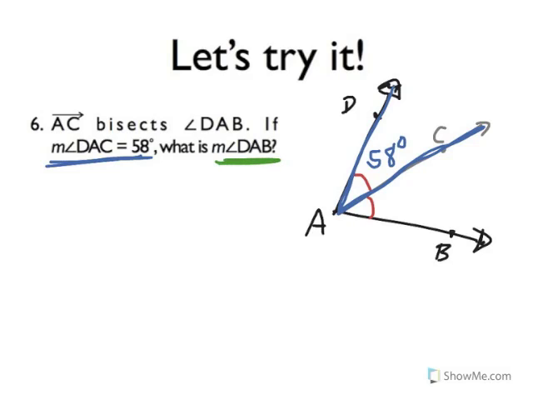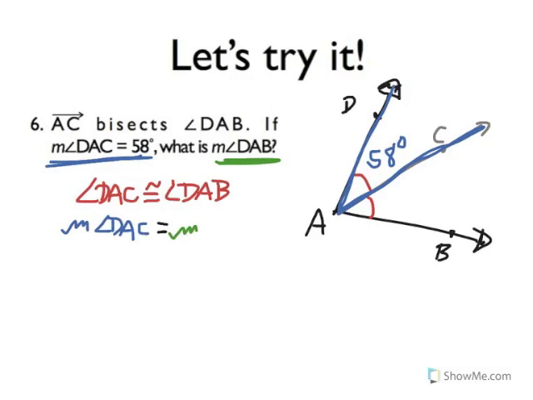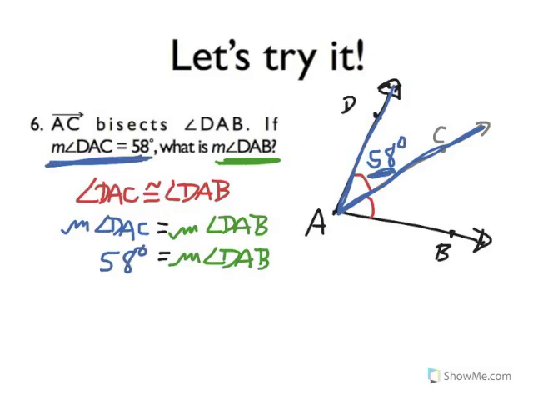Those red arcs tell us that angle DAC is congruent to angle DAB, which tells us that the measure of angle DAC is equal to the measure of angle DAB. Oh, well, geez, the measure of angle DAB is 58 degrees. Easy enough?